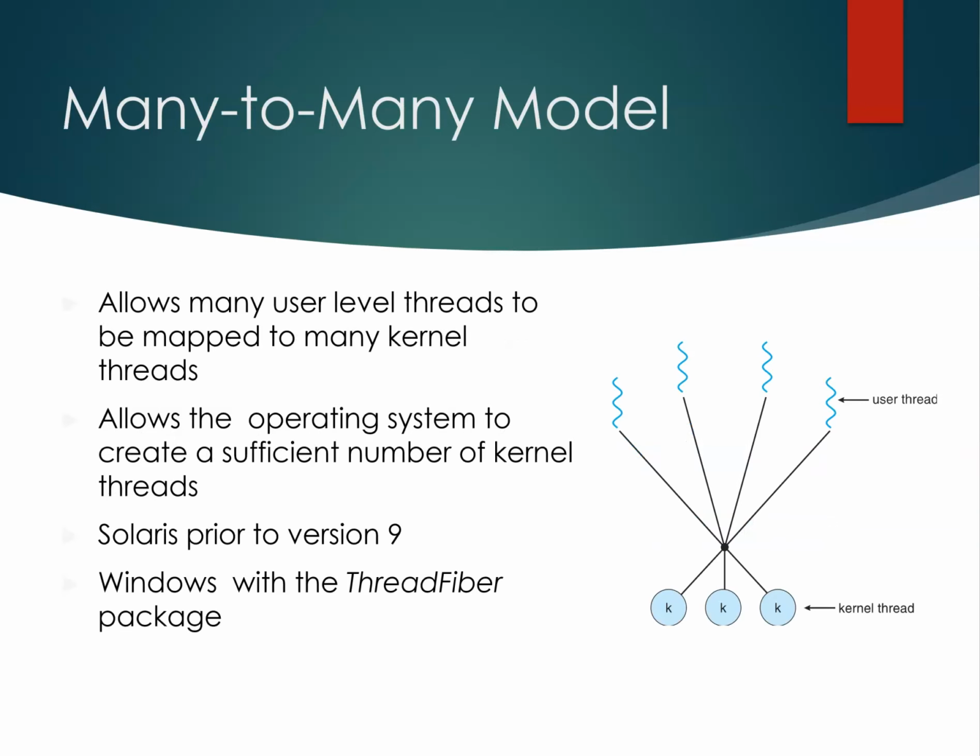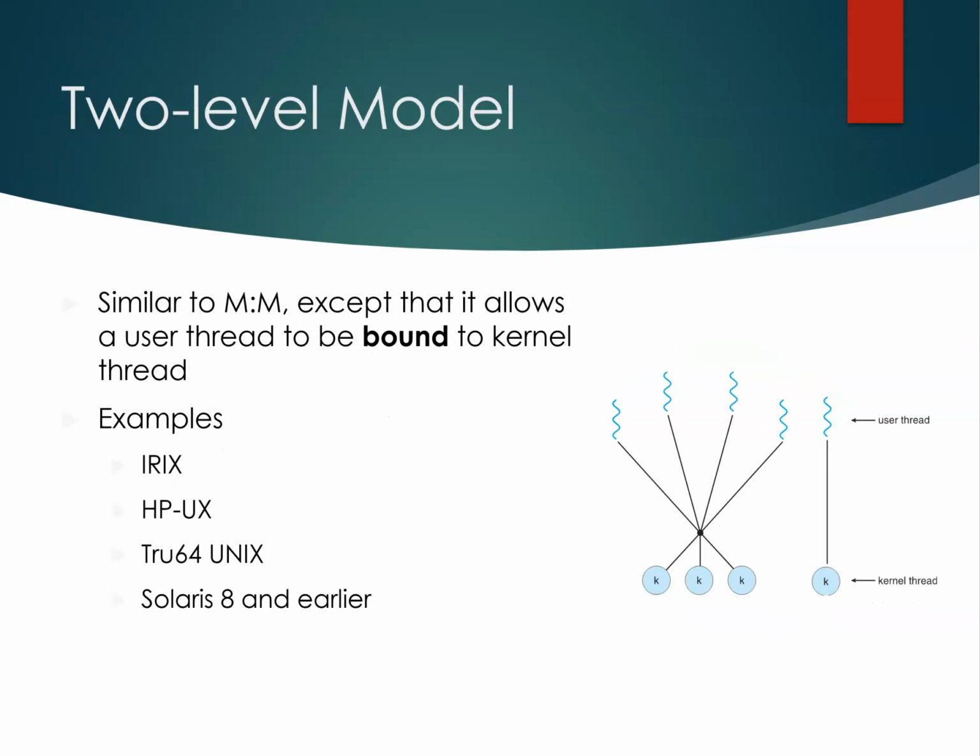Many-to-many. It allows many user-level threads to be mapped to many kernel threads. It allows the operating system to create a sufficient number of kernel threads. Solaris prior to version 9 used to allow it. Windows used to do it with threading fibers, but that is a concept that has fallen out of use and is no longer available. There's also a two-level model, similar to many-to-many, but it allows a user thread to be bound to a kernel thread.